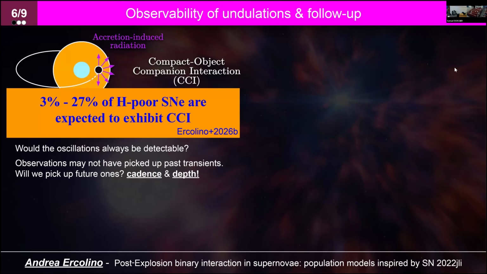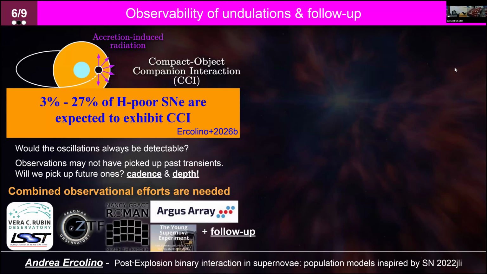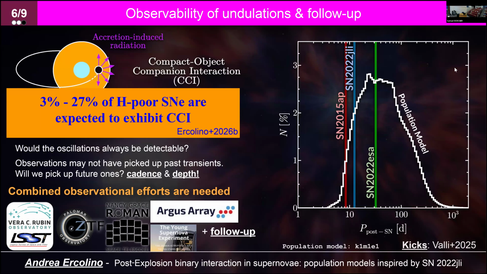But regardless, this suggests that perhaps observations so far may not actually have detected this interaction process before. For example, the cadence may not have been enough to detect these undulations, and also the observational depth may not have covered these little bumps. This is why we look forward to the combined operations of all the amazing transient surveys that we have, especially the Argus Array, LSST, and ZTF, all at once. There's no single transient survey that does this. It's with the combined efforts that we may actually detect more of these transients.